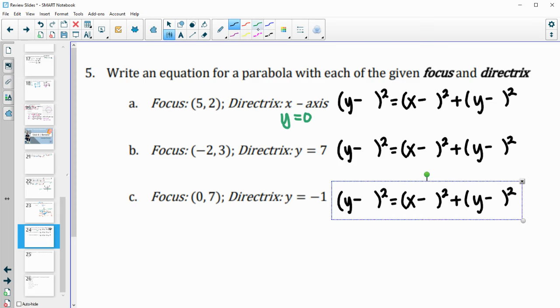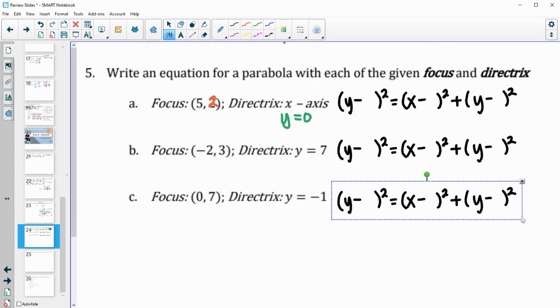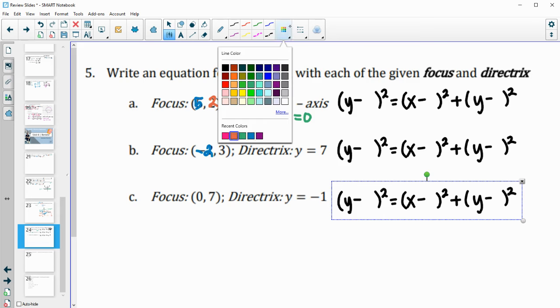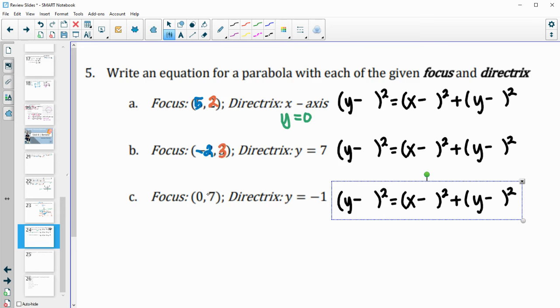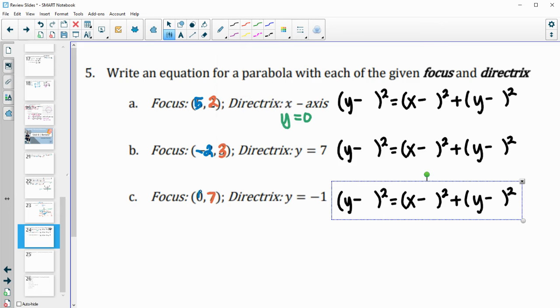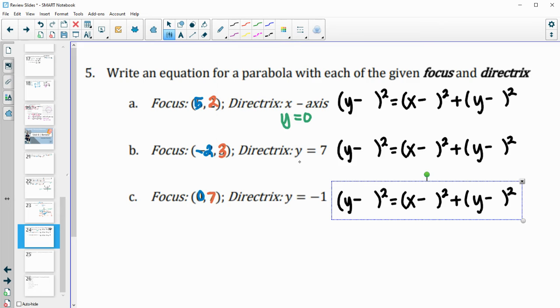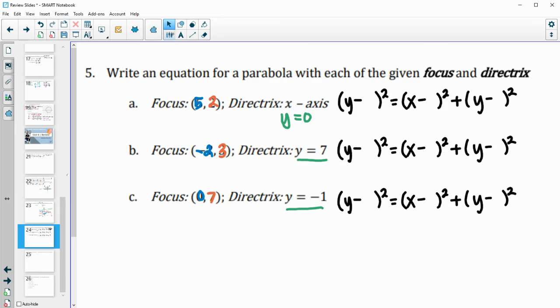And then in this first one, we've got the focus given to us. So we've got this (5, 2), and in this next one, we have the point (-2, 3). Let me just get these colors on here. And then we've got (0, 7) for that last one. And then in each of these next ones, we had the directrix given to us. Okay, so then let's plug our stuff in.